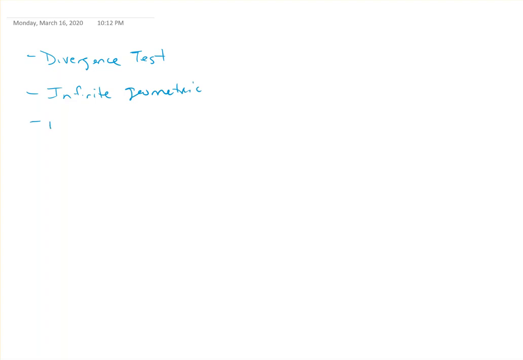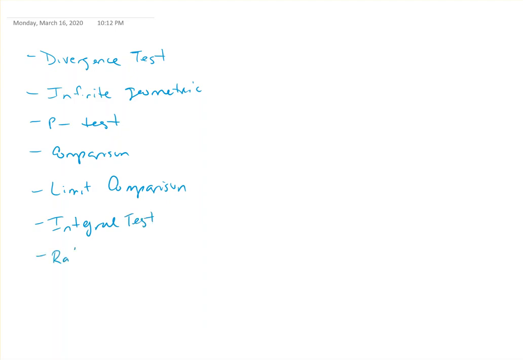We did a p-test. We did a comparison test. We did the limit comparison test. Then we did the integral test. We did the ratio test. And we did the root test. And when we did these tests, we were assuming that all the terms were positive. That meant every term in the sequence was positive, wasn't changing signs.